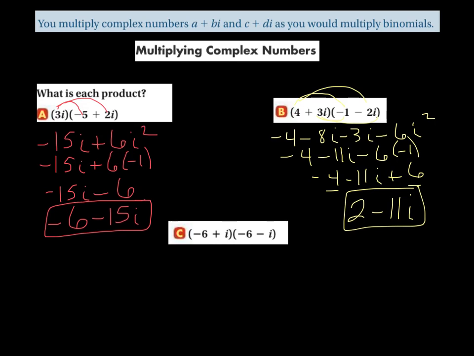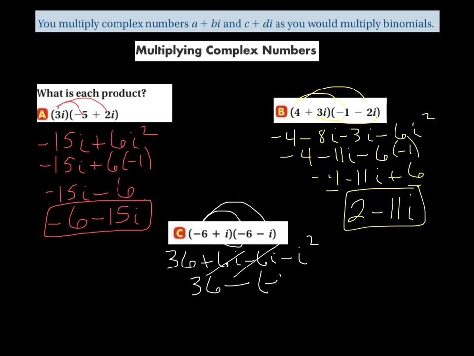And example C, negative 6 times negative 6 would be 36. That's going to be a plus 6i. I'm going to get a minus 6i, and I'm going to get a minus i squared. My plus 6i and minus 6i are going to zero out. So I have 36 minus, remember i squared is negative 1, so it becomes 36 plus 1, which gives me 37.